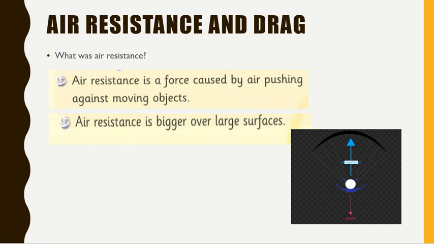We also did an activity in the classroom when we took a piece of A4 paper and a scrunched A4 paper. We let them fall to the ground and we measured the time. As you remember, the scrunched A4 paper fell faster. Why? Because the contact area was smaller. So, the bigger the contact area, the bigger the air resistance is going to be.